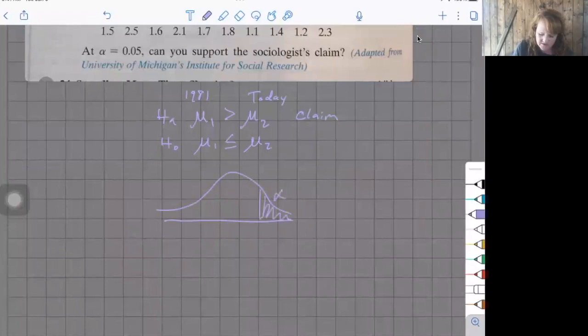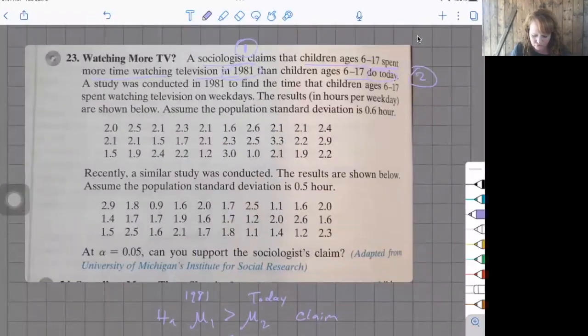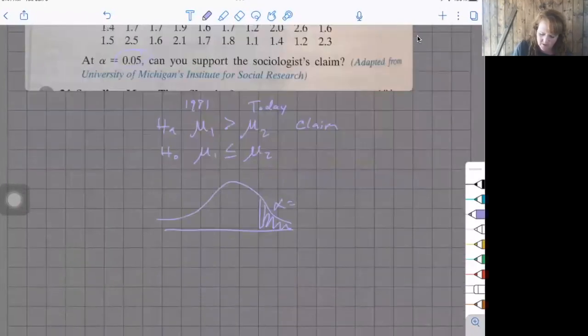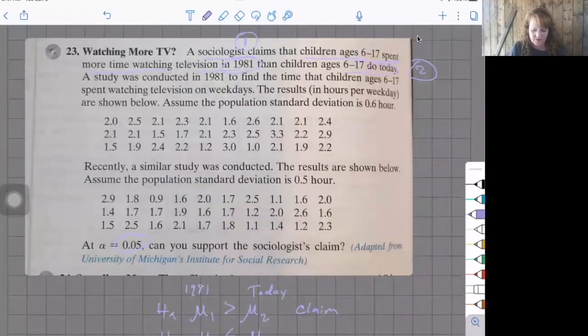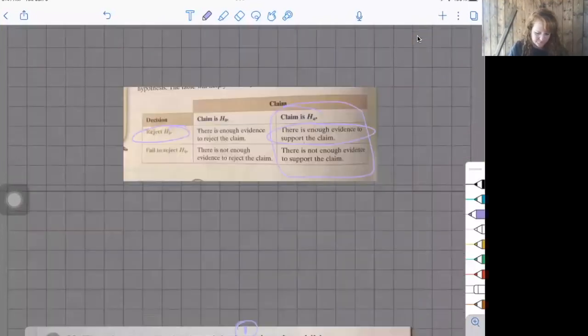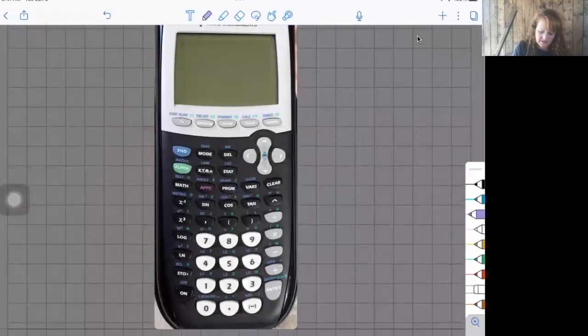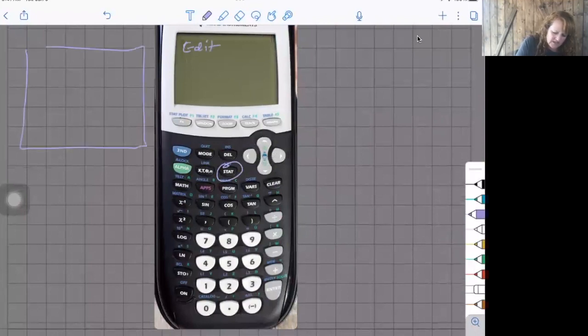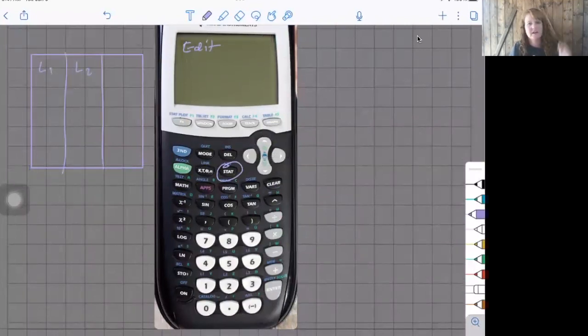Okay, my alpha is going to be 0.05. And this time I'm not going to do the critical value. I'm just going to compare the p-values. So you're going to enter this data into your calculator. Now, for my TI people, you're going to hit stat, and you're going to go edit. And now you've got L1 and L2. You're going to enter your first column of data in L1, and make sure that your sample 1 is in list 1. And your sample 2 is in list 2.